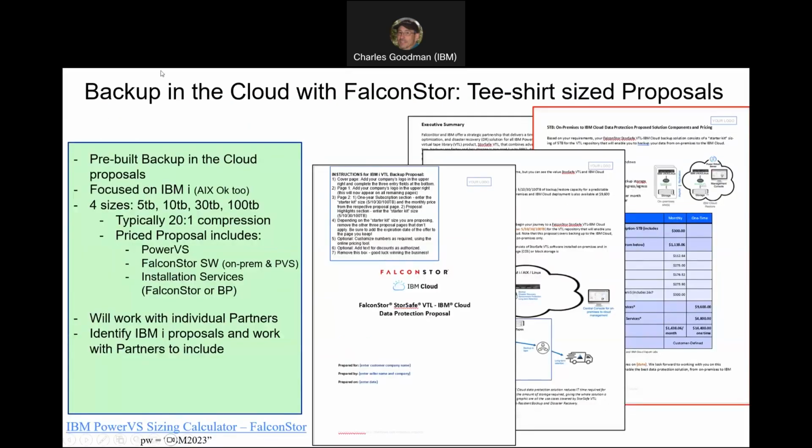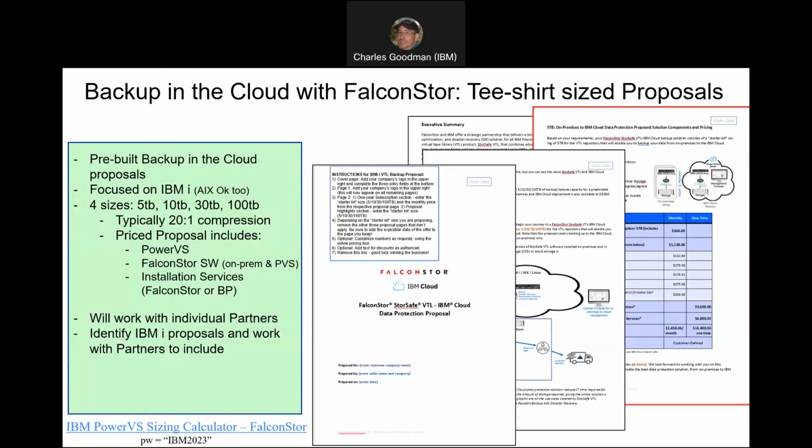Okay, so let's look at those sample proposals. These are pre-built proposals that provide a quote to your customer for Falcon Store software. This would include both the pieces that they need to run on-premise that would collect the data, as well as the pieces that would run up in the cloud in Power Virtual Server.